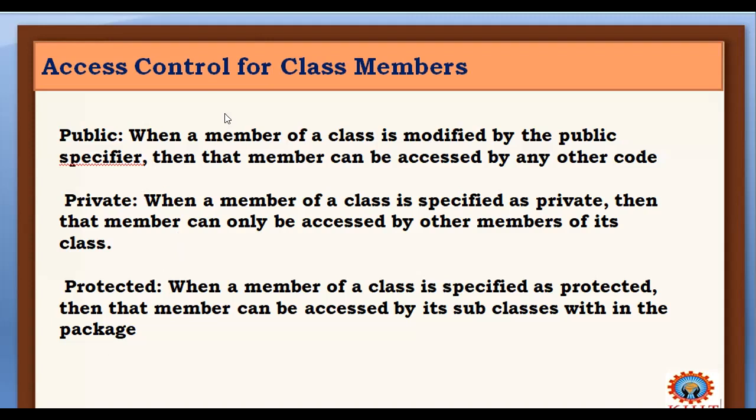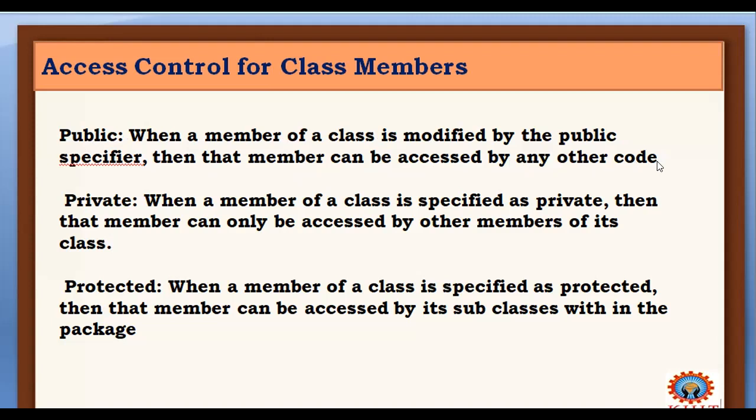Okay. So, what is this access control? See, we may restrict users who are going to access the classes and members that we have written. So to restrict users from using these classes and packages and everything, we have three access specifiers: public, private, and protected. When you write public in front of any class or any method, then that member can be accessed by any other code.